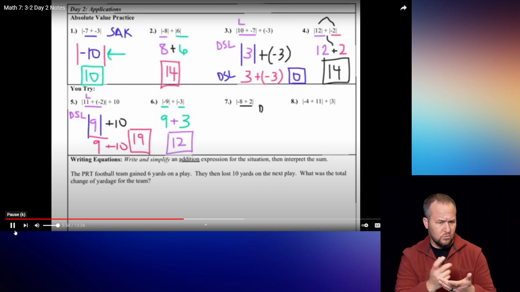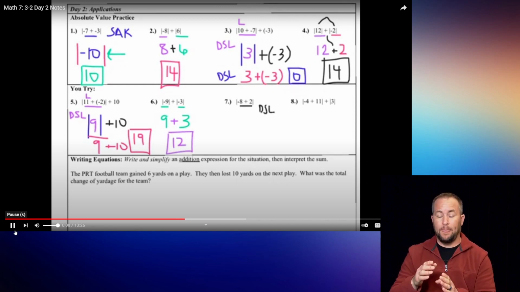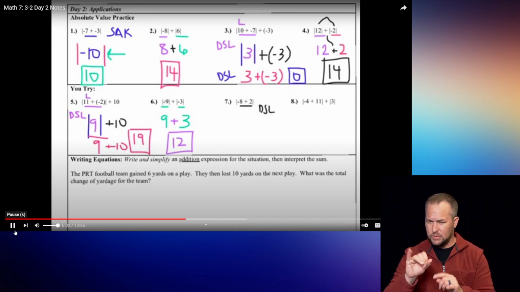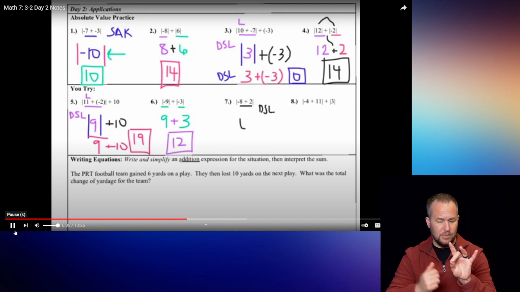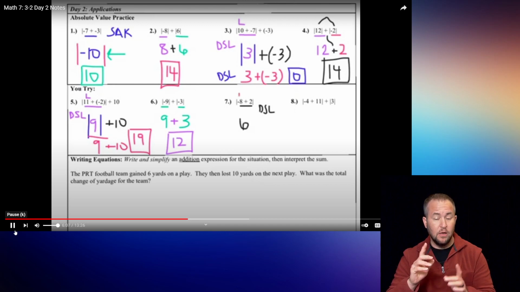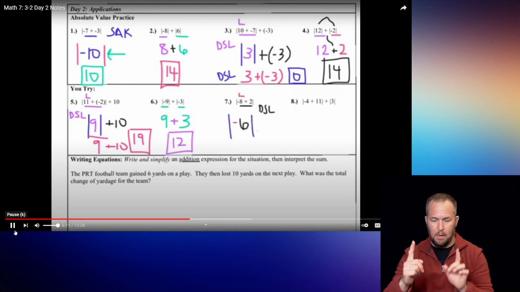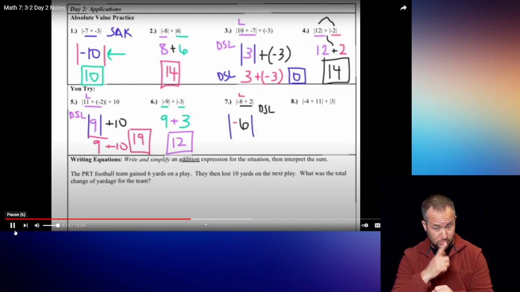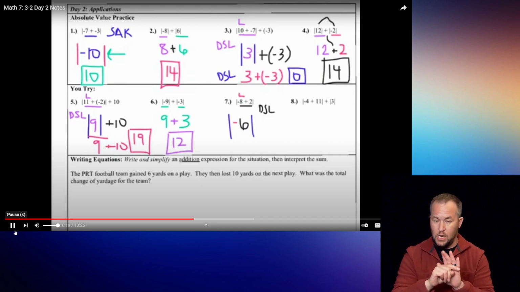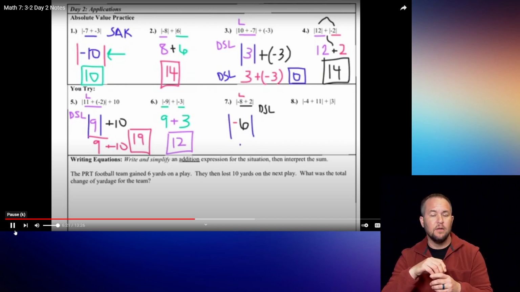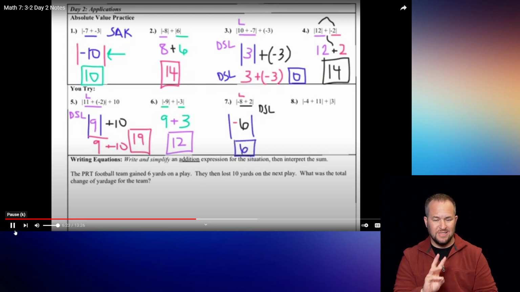Next one, this is going to be a DSL problem, different signs, subtract them. So I always take the big number minus the small. 8 minus 2 gives us 6. And then the larger number, because it is negative, I'm going to bring that negative down. And then make sure you also have those absolute value bars, because I haven't taken the absolute value into account yet. So then I have -6 inside of the absolute value. The absolute value of -6 is a +6.